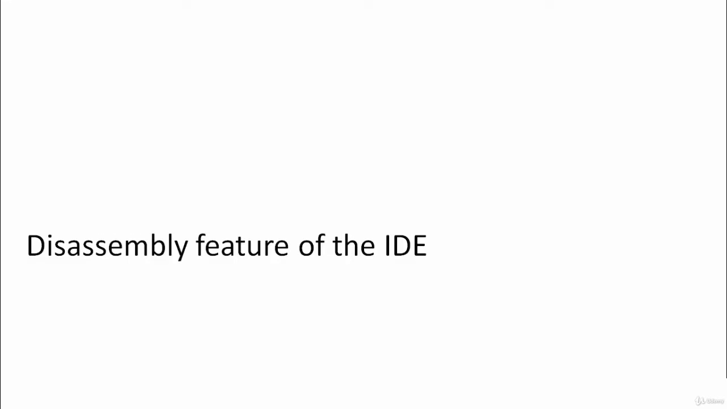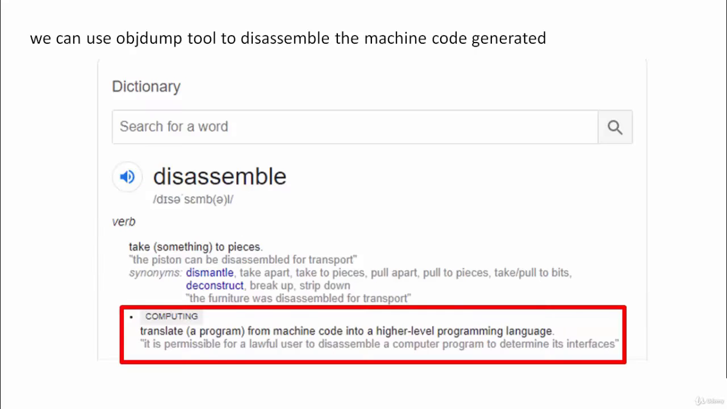Now let's understand about the disassembly feature of the IDE. So what exactly is disassembling the code? If you check the dictionary meaning, disassemble means translate from machine code into higher level programming language. So in our case, we have a tool called objdump. We run that on the executable file we generated, that is the .elf file, and we can get back the assembly instructions generated for the program we have written.